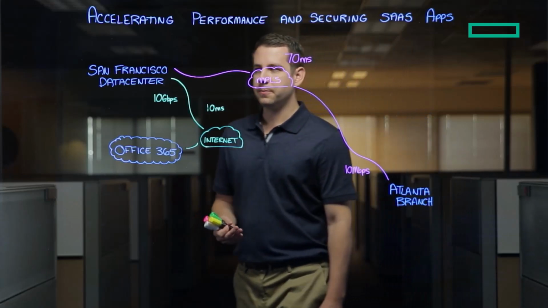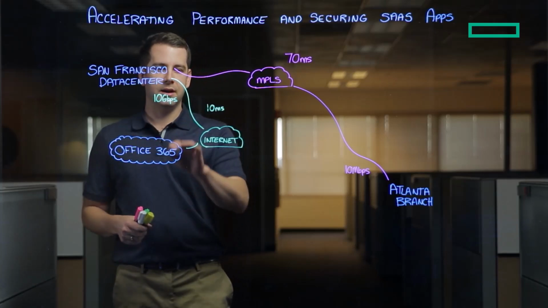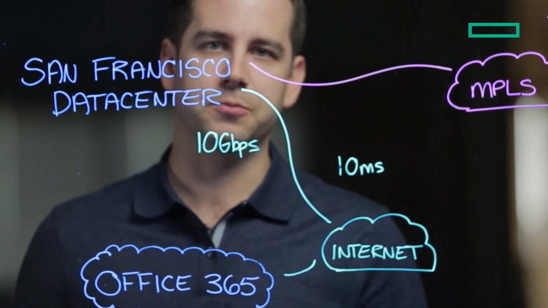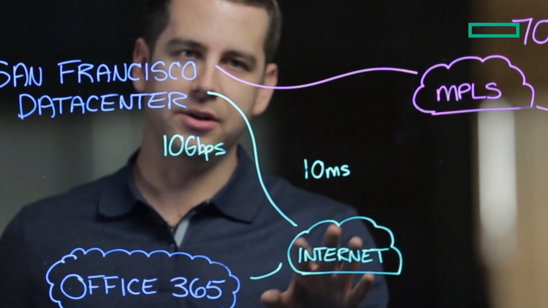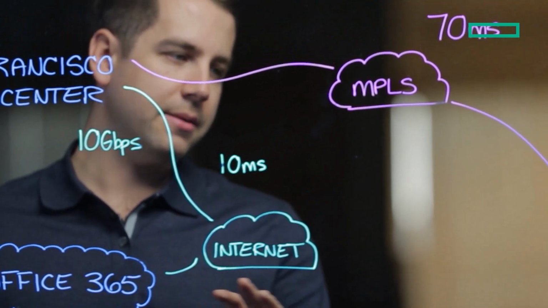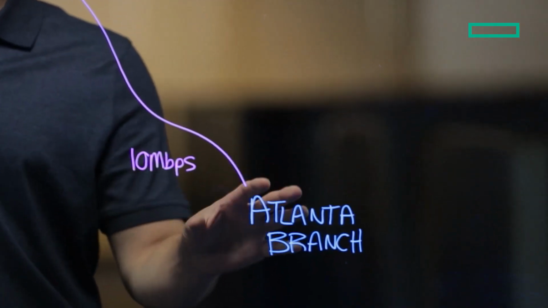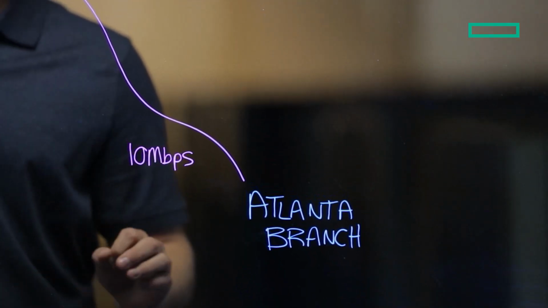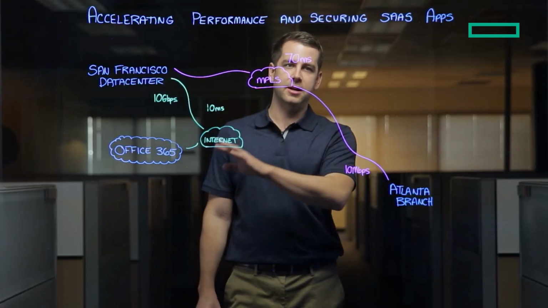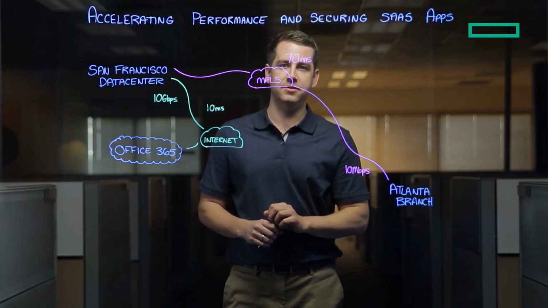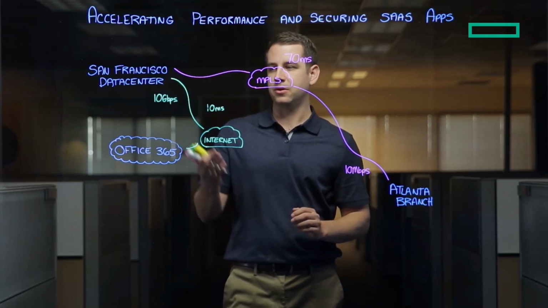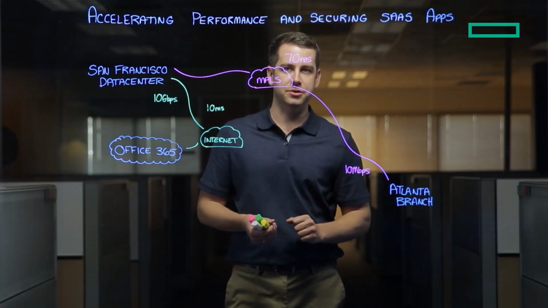If we look at our network here, we have our San Francisco data center. I've got a local internet connection and an MPLS connection. My local internet is 10 gigabits per second, so it's really fast. And it only takes me 10 milliseconds to get to Office 365, so it's relatively close. If we look at my Atlanta branch office, they only have connectivity through MPLS. And because the internet is only accessible out of San Francisco, they have to traverse the entire country to get back and get out to Office 365 in this case. And this takes 70 milliseconds to get just to San Francisco, an additional 10 to get out to Office 365.